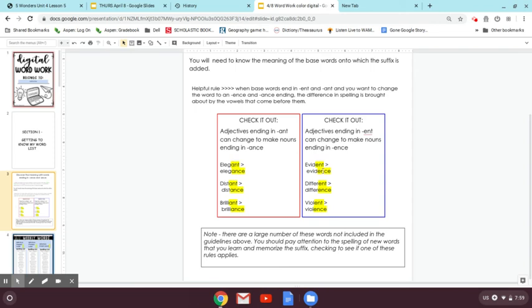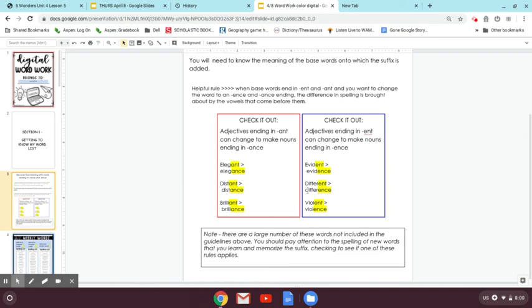And like any rule, it doesn't happen all the time, but in the examples I'm showing you here, we have elegant. Notice elegant is an adjective, and we go to elegance, the ANT and the ANCE, that follows that pattern. Distant, distance. Over here, evident, evidence, different, difference. So that's a nice spelling tip as far as vocabulary goes.